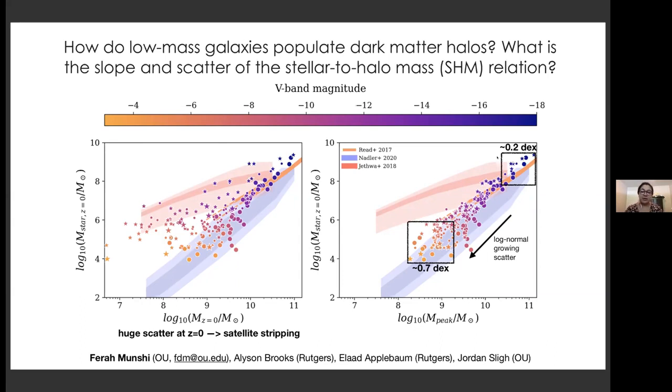So why do we care about scatter? Why do we care about the faint end? It's because we want to understand what the faint end of the mass function looks like.